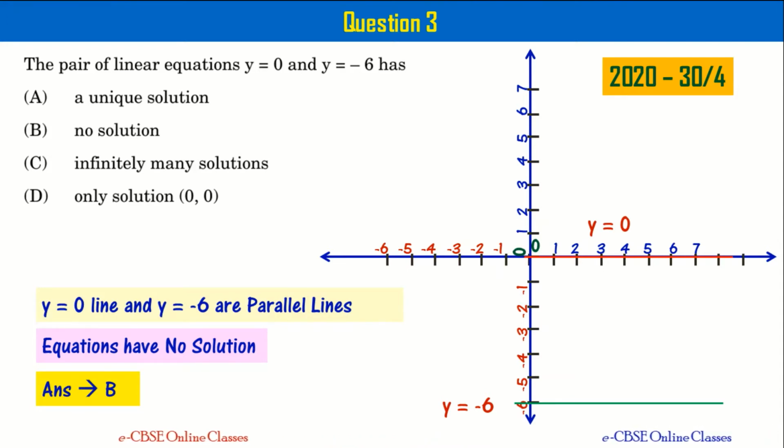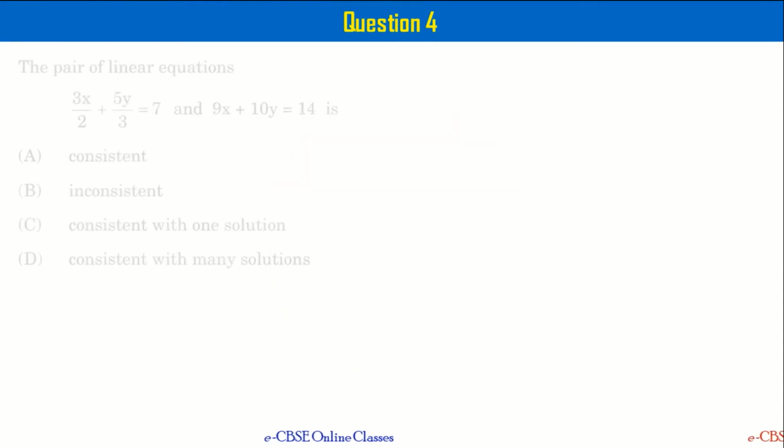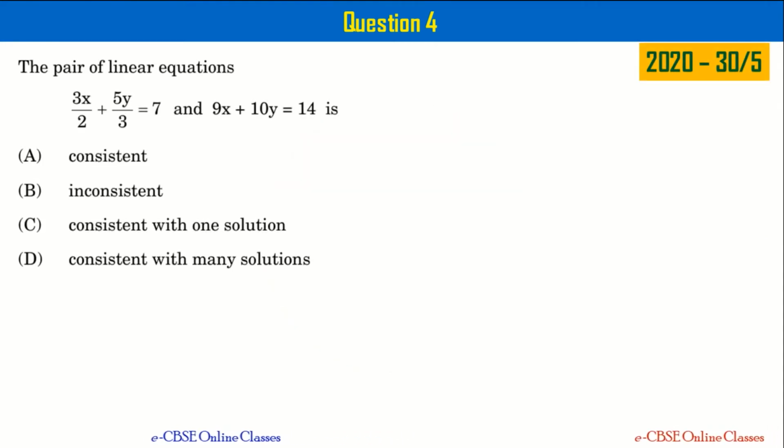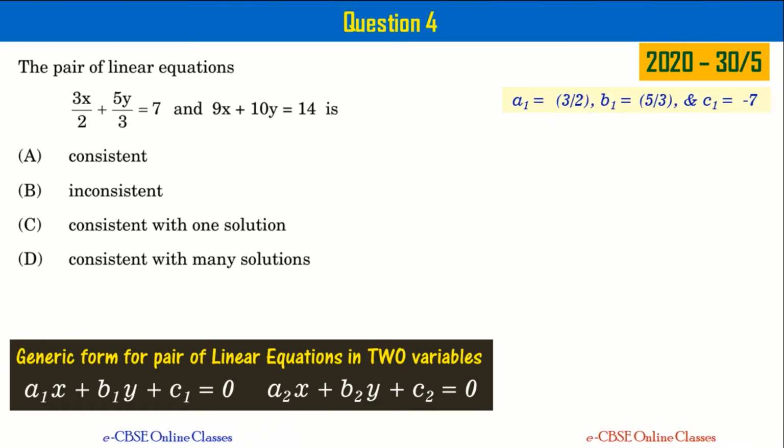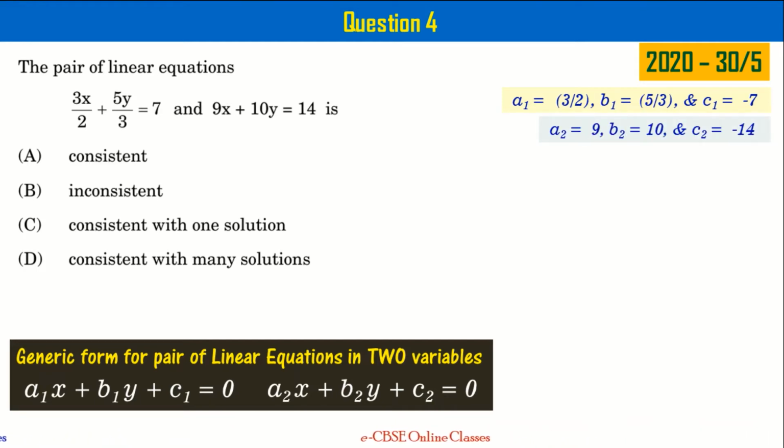Let's go to the next question. That is question number 4. The pair of linear equations 3 by 2x plus 5 by 3y equal to 7 and 9x plus 10y equal to 14 is, and the choices given are consistent, inconsistent, consistent with one solution, consistent with many solutions. When you compare the given equations with the generic form for a pair of linear equations in two variables, you can say that a1 equal to 3 by 2, b1 equal to 5 by 3, and c1 equal to minus 7, right? Similarly, a2 equal to 9, b2 equal to 10, and c2 equal to minus 14.